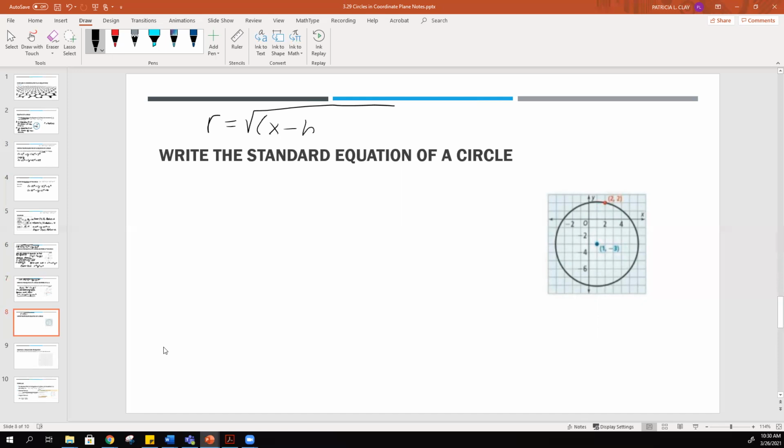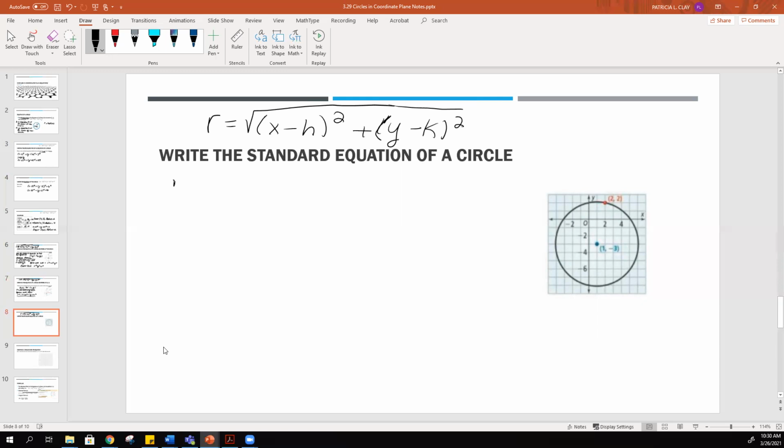(x minus h) squared and (y minus k) squared. So remember, we derived those equations so we know how to solve them or create them, but most importantly, now we can just copy them down. We don't have to derive them each time. So let's look on our graph and see where our center is.